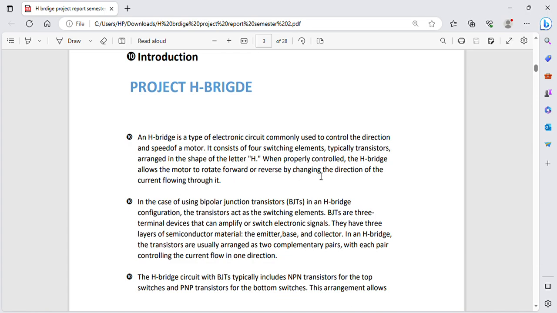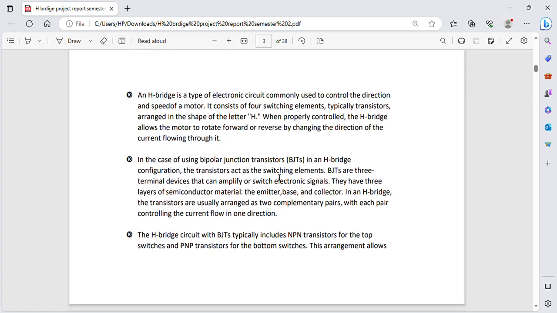When properly controlled, the H-bridge allows the motor to rotate forward or reverse by changing the direction of the current flowing through it. A transistor works like a switch. When using bipolar junction transistors, BJTs, in an H-bridge configuration, the transistors act as switching elements. BJTs are three-terminal devices that can amplify or switch electronic signals. They have three layers of semiconductor material: the emitter, base, and collector. In an H-bridge circuit, transistors are usually arranged as two complementary pairs, with each pair controlling the current flow in one direction, forward or backward.